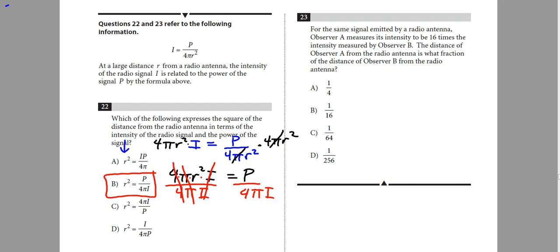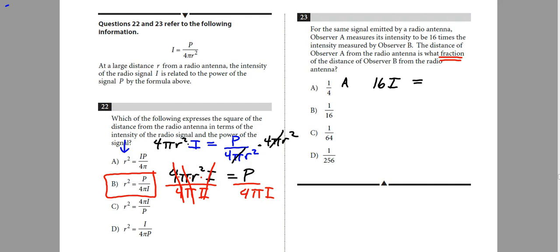So observer B must be further away. And we're trying to figure out, what fraction, how much further away are they? So let's take a look at this. Observer A has an intensity that's 16 times the I. So his intensity is 16I.